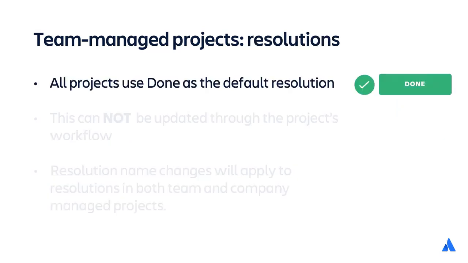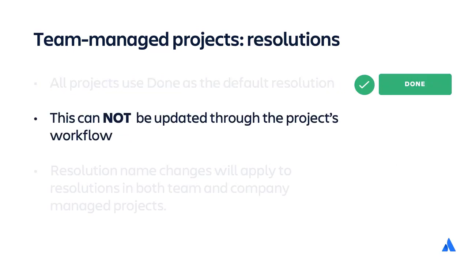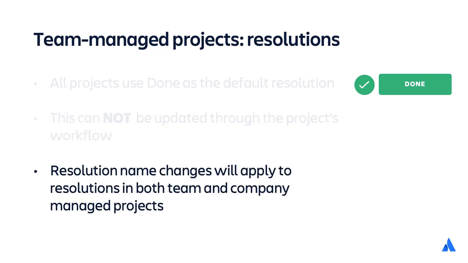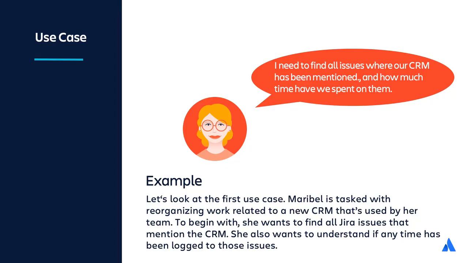In team-managed projects, all projects use Done as the default resolution. This cannot be changed by configuring workflows in the project. Resolution name changes will apply to resolutions in both team and company-managed projects. If the name of the global resolution Done is changed, the name change will also be applied to the resolution in team-managed projects. Let's look at the first use case.